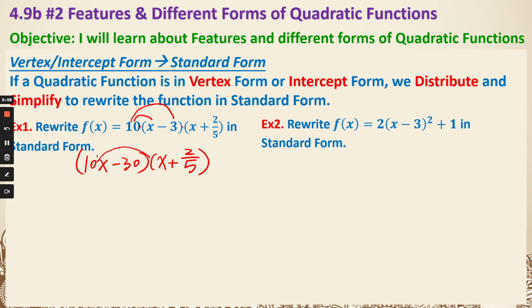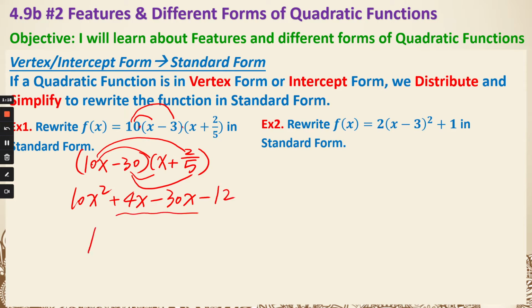Now I'm going to keep distributing after I got that. So I have 10x squared, 10x times 2/5, that's going to be 4x. Then negative 30 times x is negative 30x. And negative 30 times 2/5, that is negative 12. So altogether, combine like terms, these two, I have 10x squared minus 26x minus 12, with f(x) equals in the front. That's example 1.